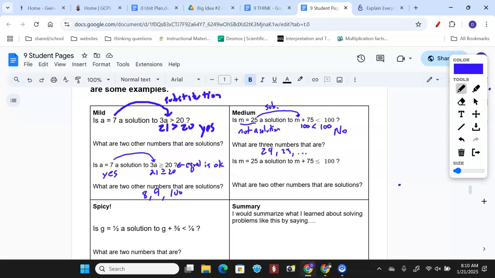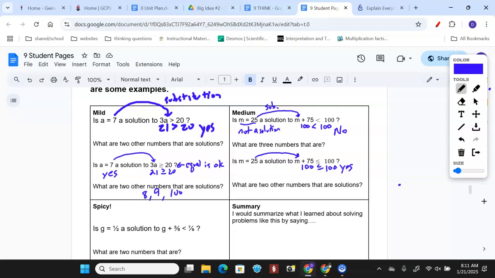Now, if I change the symbol a little bit and put that little equal sign there, the situation changes. And now this is going to be a solution. So now if I put in 25 here, 25 plus 75 is 100. And now the question is, is 100 less than or equal to 100? With that little thing there, yes. Now this is a solution in this particular case. So 25 is a solution here.